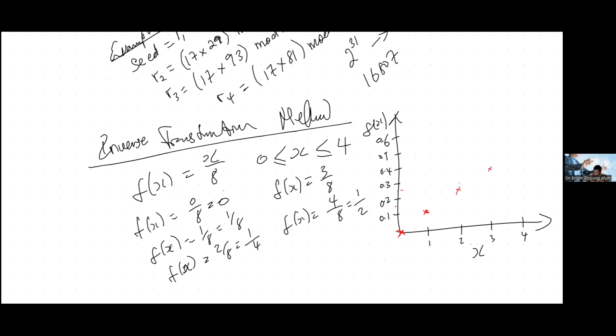Then 4 half is 0.5. So that is that function, x and f(x). All right, so this is the probability of the occurrence of the x, right?